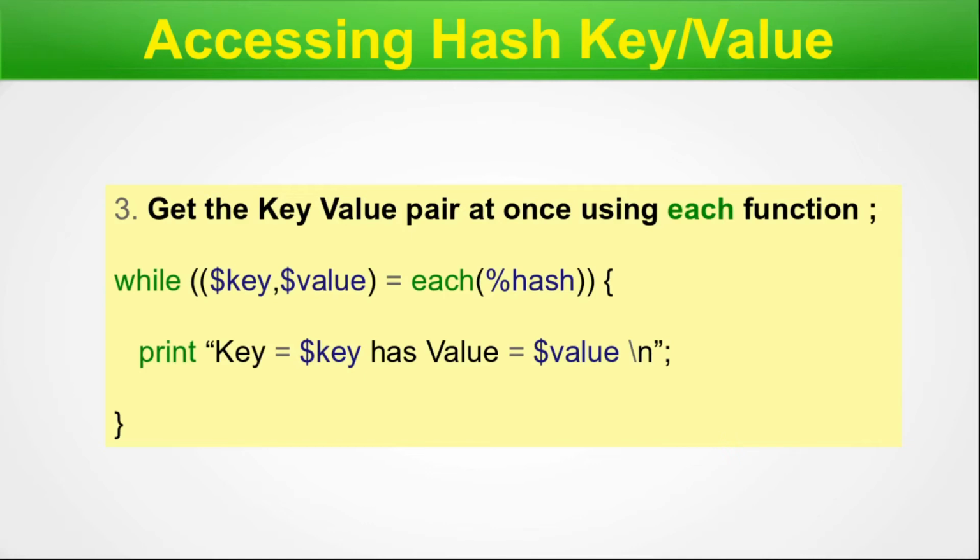So this is the way the each function can be used in a very efficient manner, and this while loop will continue until the last pair of the hash is exhausted. So this is another way when you do not know how many key value pairs you have inside the hash, from a programming point of view. So this is the way you can access the key value pairs. Okay, we are done with this section of accessing hash keys and values. Let's move on to the next.